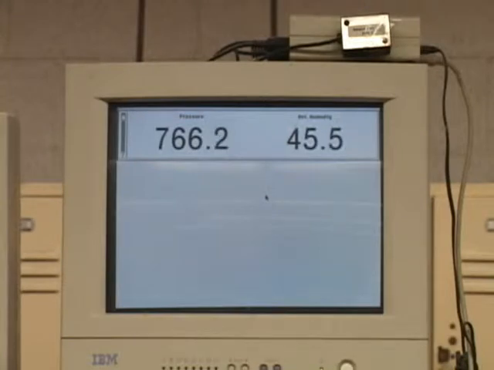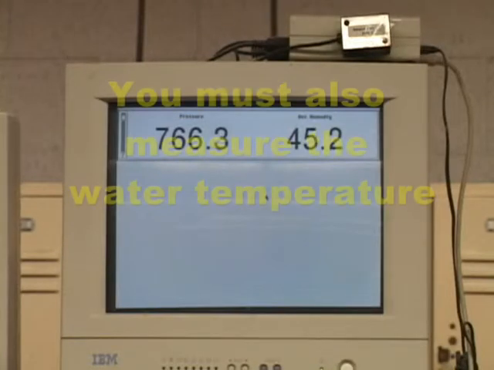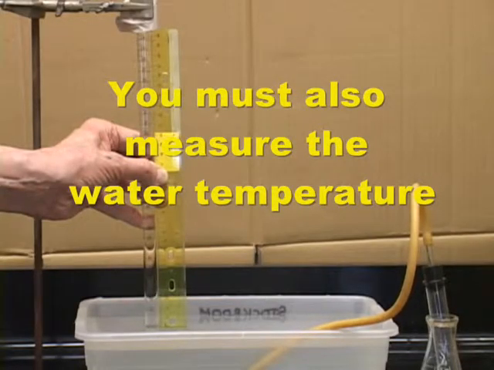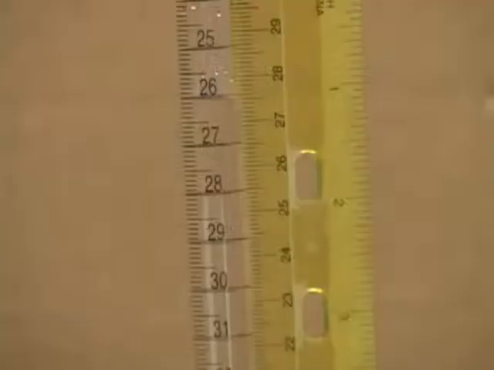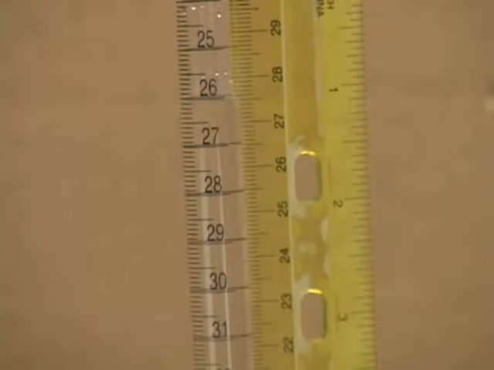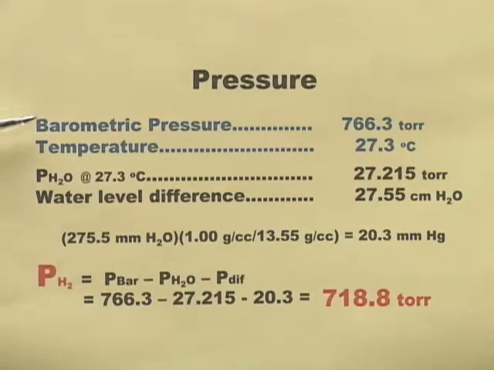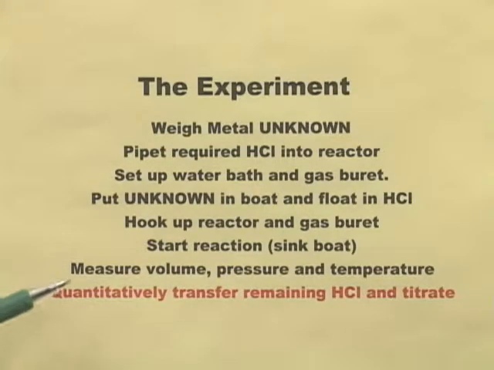Here's the barometric pressure, but remember, you must correct for the vapor pressure of water and also for the water level differential, which is 27.55 centimeters of water. Correcting the barometric pressure for the partial pressure of water and the difference in water levels produces a hydrogen pressure of 718.8 torr. And finally we find out how much HCl was left over and how much HCl was used up during the reaction.